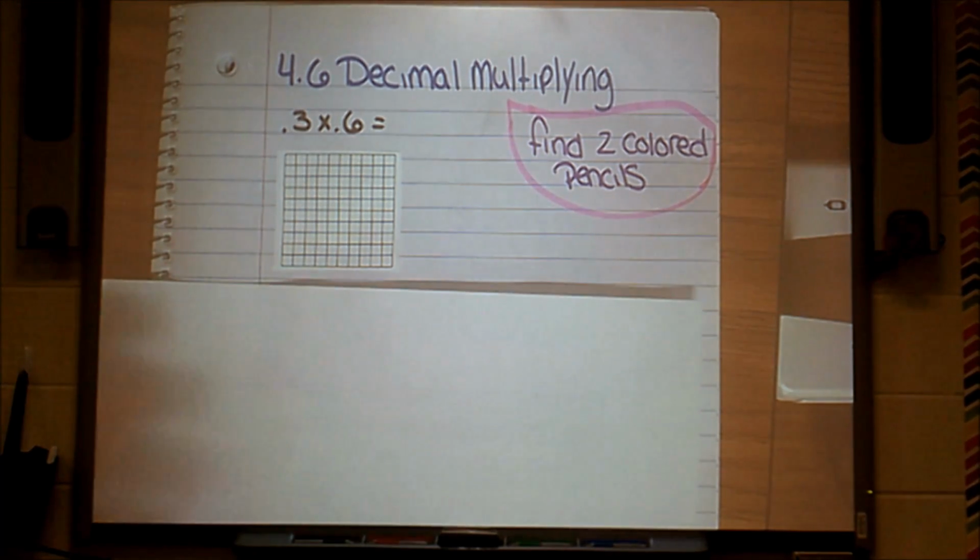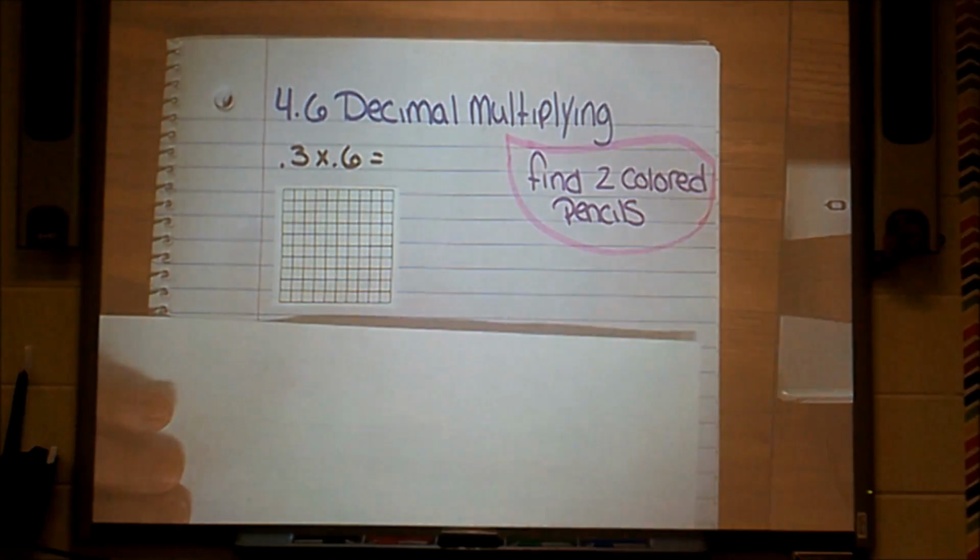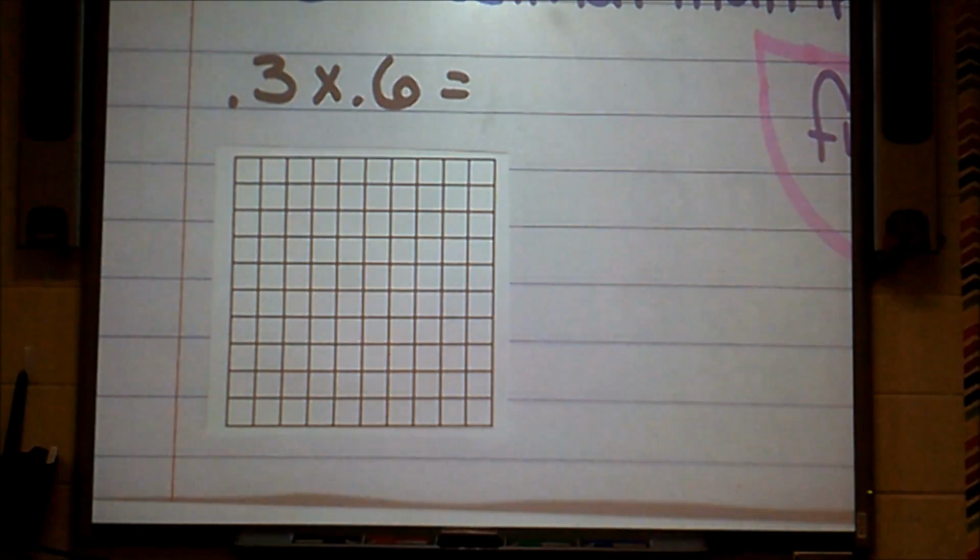This morning, I gave you a piece of paper that had grid lines on it that made 10 by 10 boxes. We're going to be using these 10 by 10 boxes to help us solve these multiplication problems. The first problem that I'm going to solve today is this 3/10 times 6/10. Awesome, so as you can see here, I have 3/10 times 6/10.